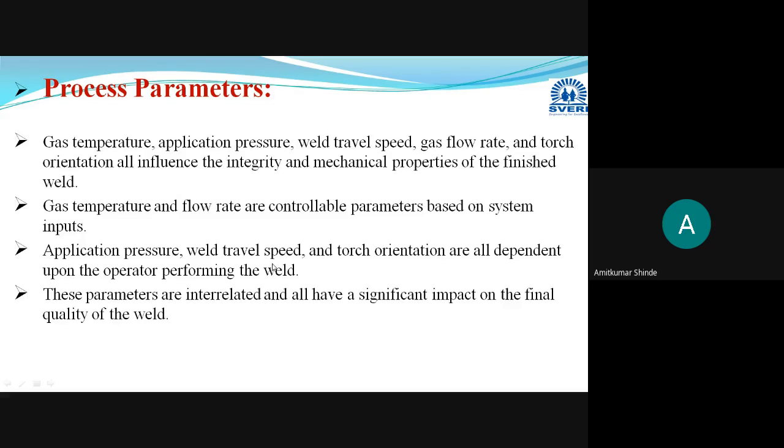Then pressure, travel speed, and torch orientation you have to control. This torch orientation is nothing but, as I have already explained, the two types of hot gas welding: hand welding and speed welding. In hand welding, the operator holds the torch in one hand and the welding rod in the other hand. In speed welding, one specific arrangement is provided with the torch, and the weld rod is fed with the help of a feeder tube.